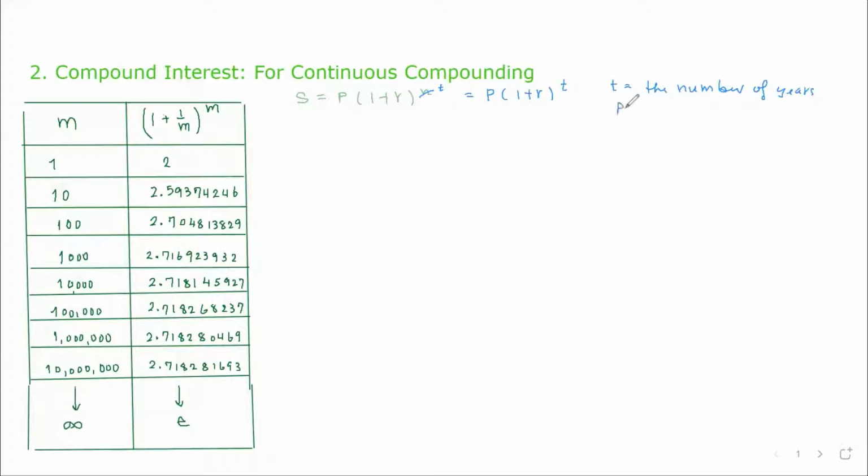And P is the principal, the original money you invest. And R is still the interest rate.